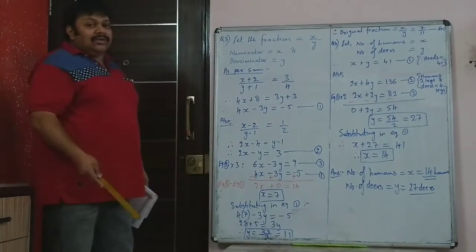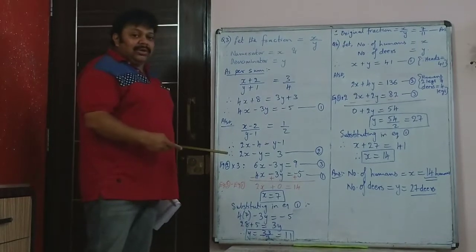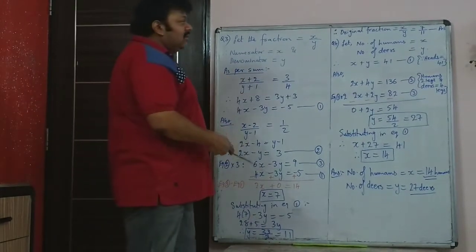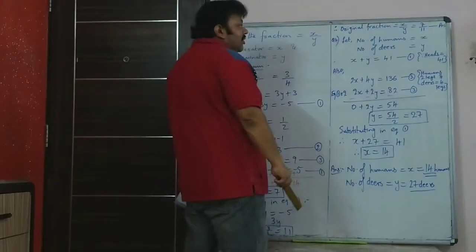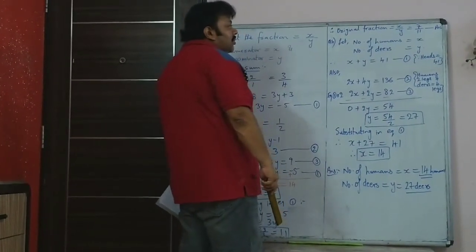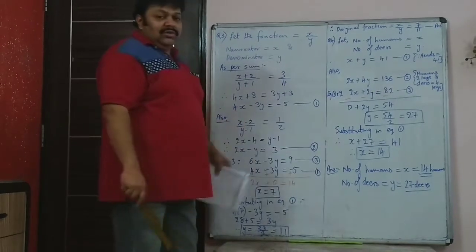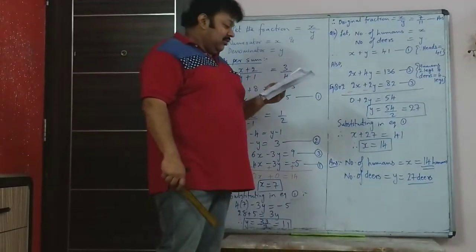So they have not asked you separately what is the numerator and denominator. They have asked you what is the fraction. So the original fraction is x by y. So it is 7 upon 11. So the original fraction is 7 upon 11.